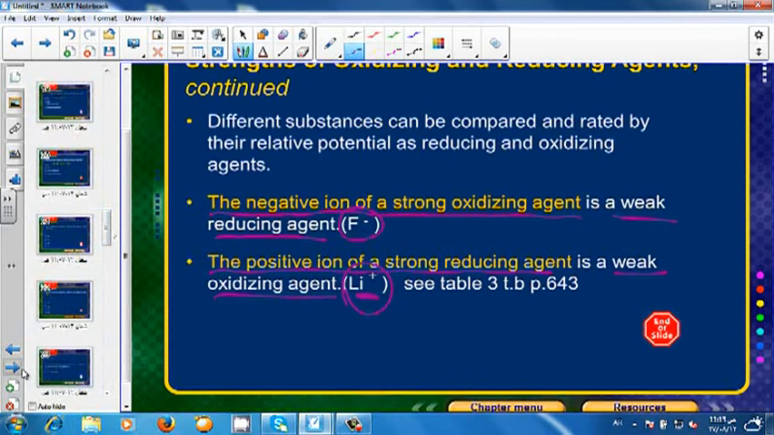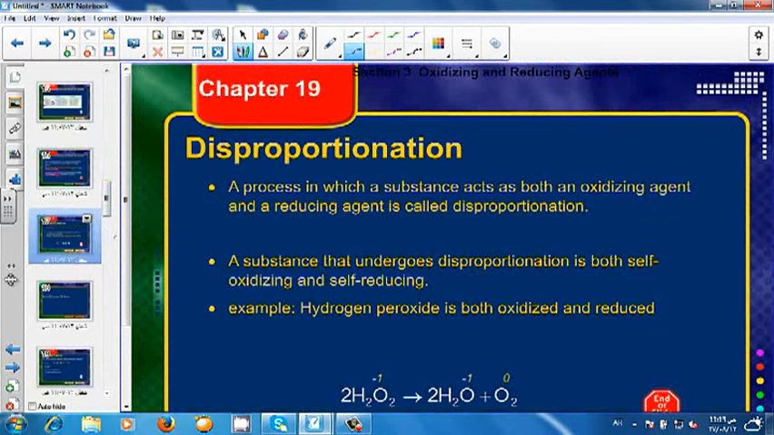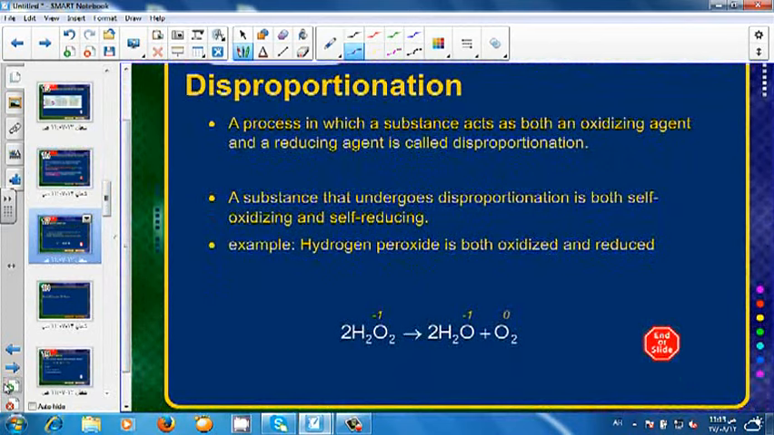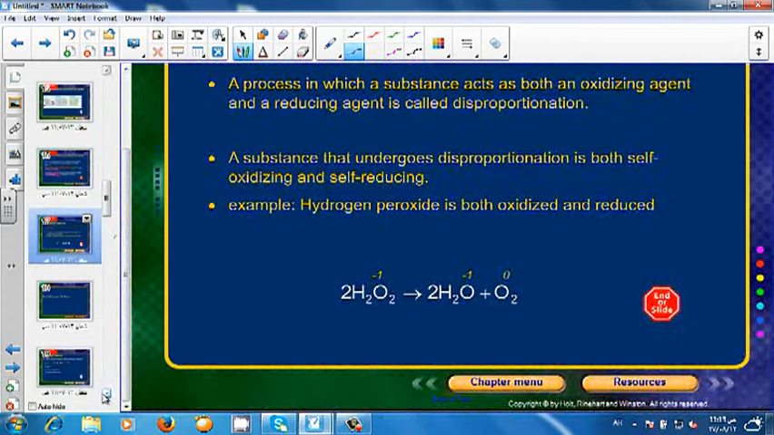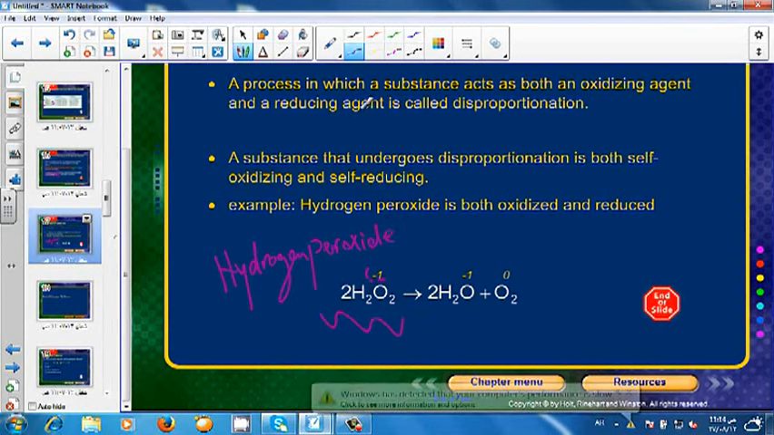Okay, then the last part of this section talks about a process called disproportionation. In a disproportionation, a substance can be reduced and oxidized at the same time. And the most common substance that undergoes disproportionation is hydrogen peroxide. So hydrogen peroxide has an oxidation number for oxygen, if you remember how to assign the oxidation state for the peroxide, of always -1. After being decomposed into water and oxygen, in water the oxidation number is -2.